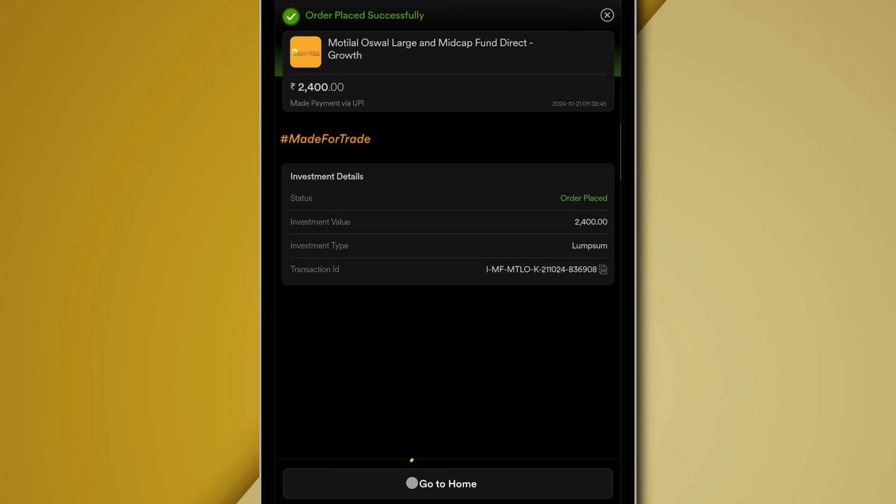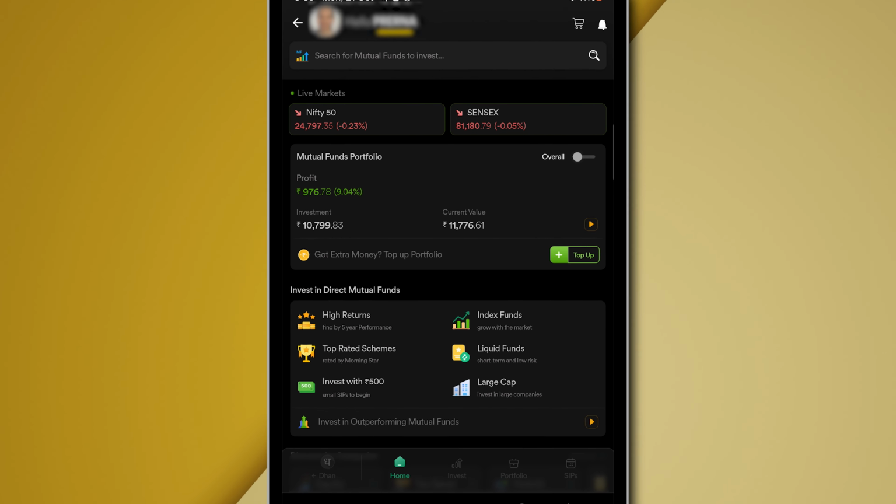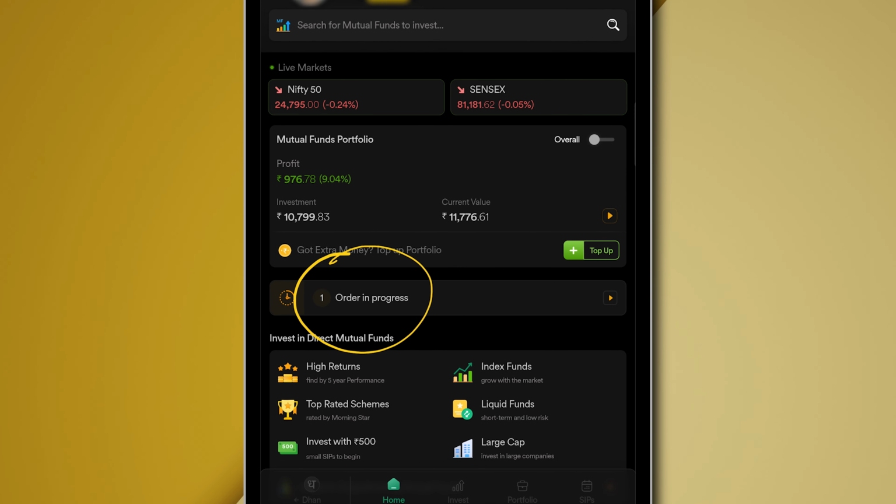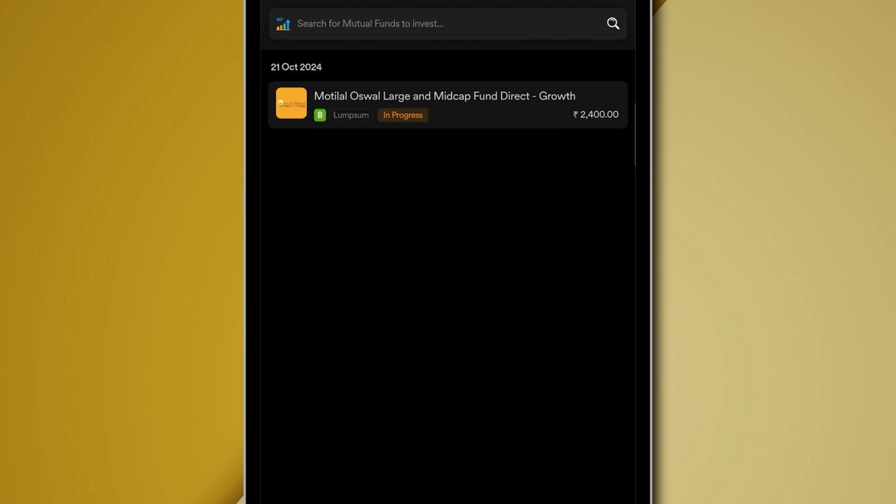For now, if I just click go to home, over here I can again see orders in progress, and over here you can see this order is now in progress. So that's how you buy mutual funds on Dhan.